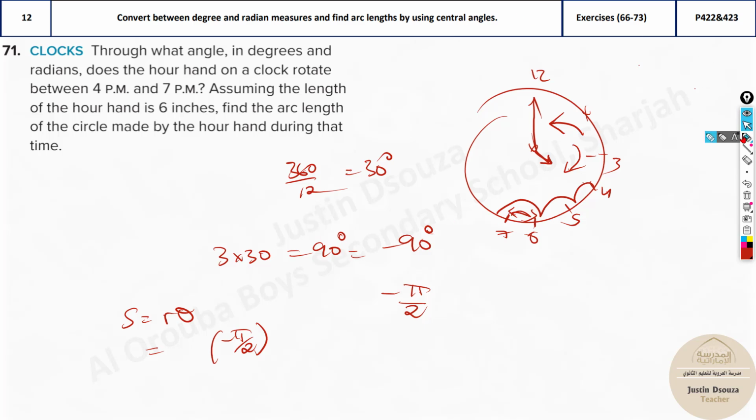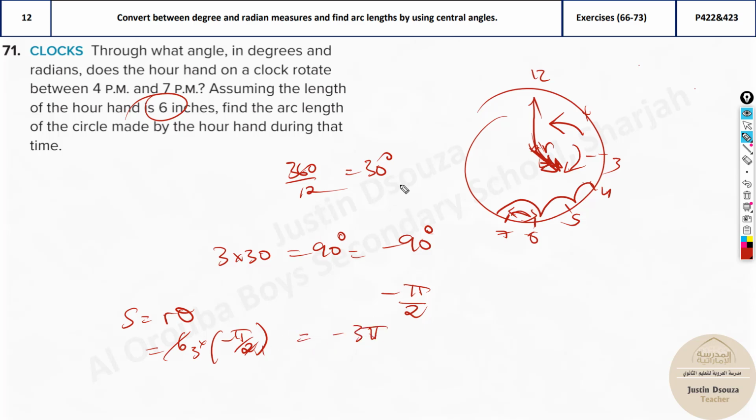Now here one important thing to understand is the r value will be the 6 inches itself, assuming the length of the hour hand. So whatever is there, is r. That is the radius because we assume that is what is pointing. So that will be 6 multiplied by minus pi by 2. So 3 and 1, it will be negative 3 pi.